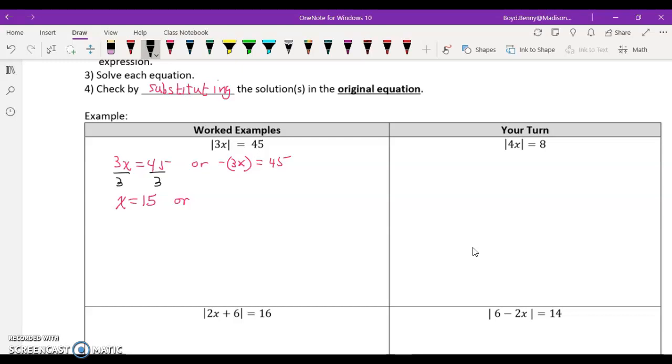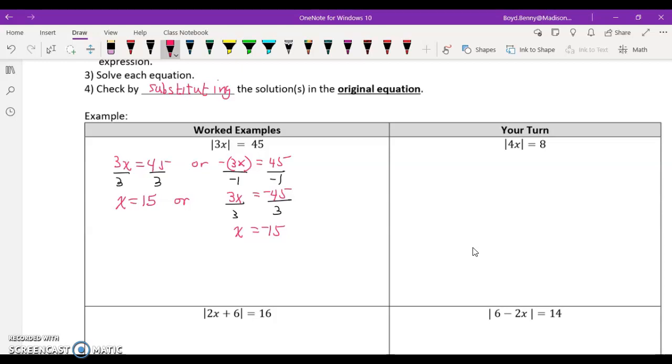Let's take a look at the second one. Okay, I see I've got a negative out here. So I need to divide by -1. That's going to give me 3x equals -45. So then I'll divide by 3 here also, which is going to leave me with x equals -15.